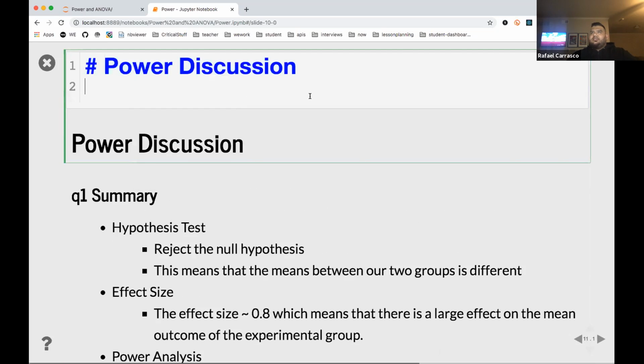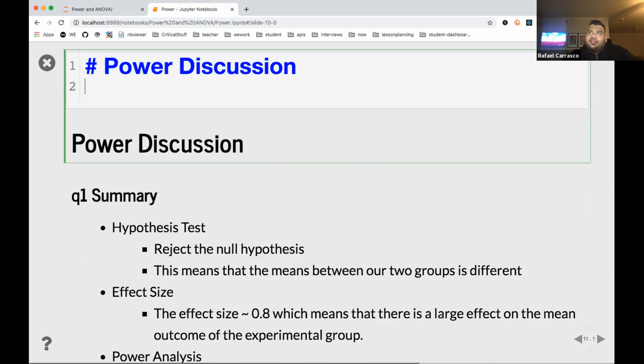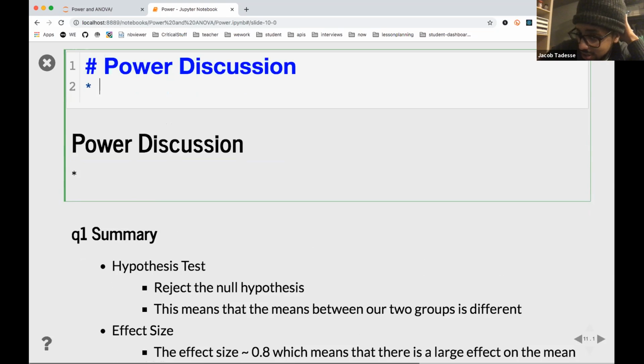So in general, what can we say about power? Given that it was 1.0 and effect size was 0.82, what's one thing that you learned about power in that very brief presentation, if anything? You can say nothing if that's the case. Anyone? Nothing? It tells us that we can trust the t-test. Okay.